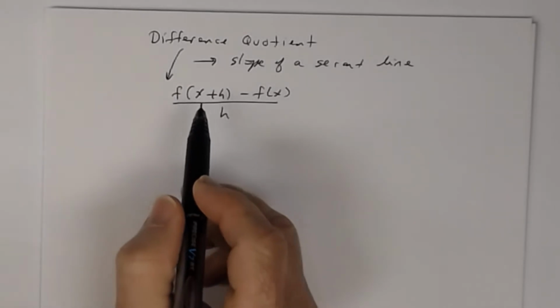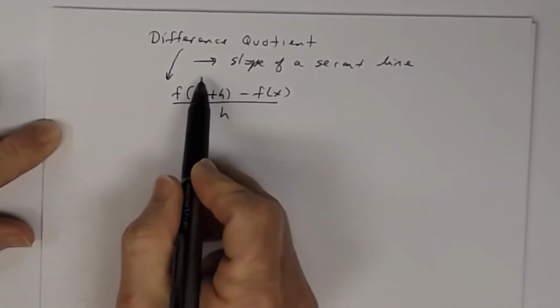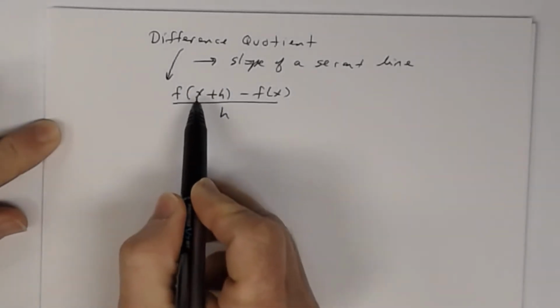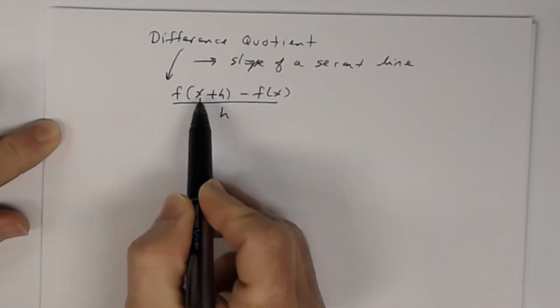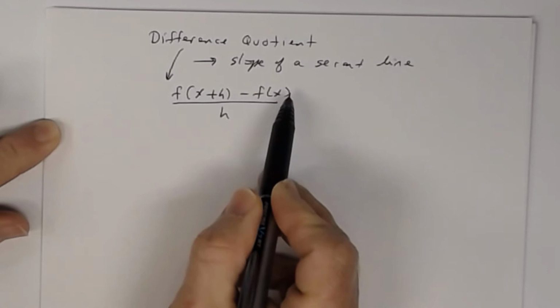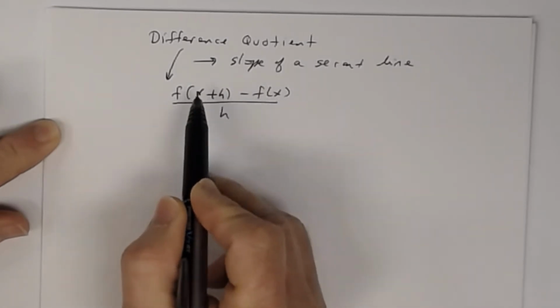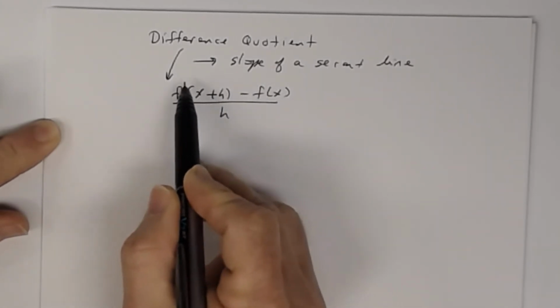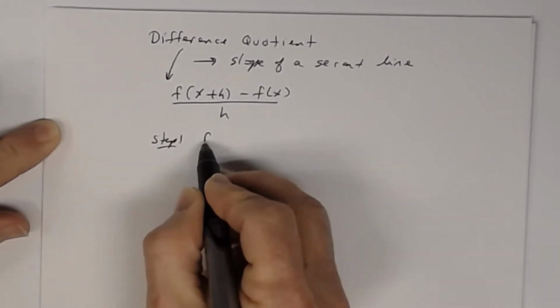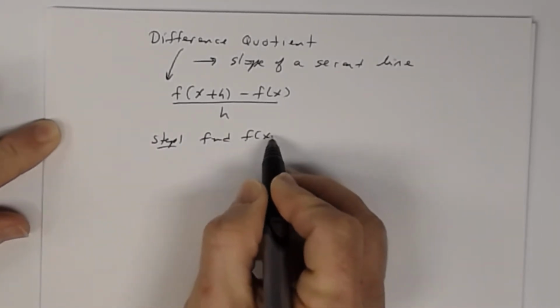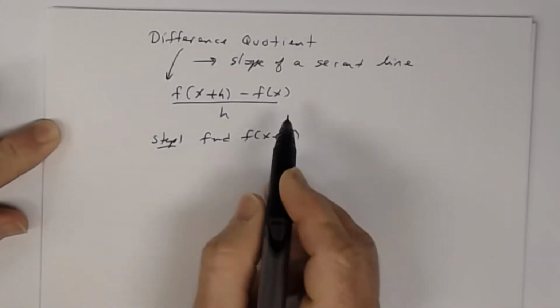All right, so here's the idea in terms of the steps. The first thing you're going to do is find this one right here. You see in that numerator, there are actually two things. You have f of x plus h, and then you have f of x, and then you're subtracting. So there are two things there. You're going to find this one first. So step one, find f of x plus h.